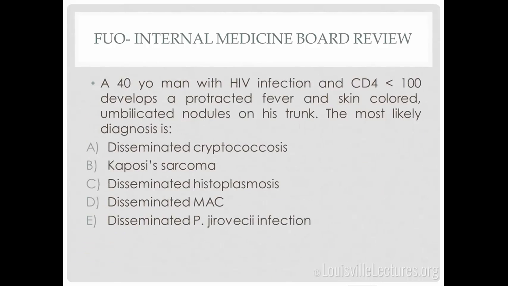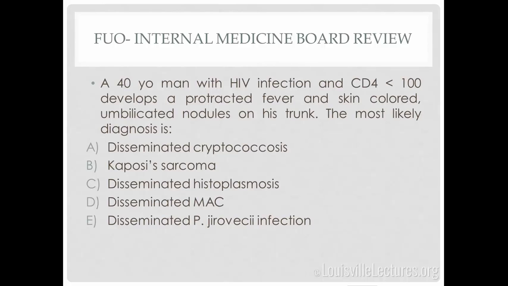Okay, this is one of my favorites. All right, so a 40-year-old male comes in with HIV infection. His CD4 count's very low, below 100. He develops a protracted fever and skin-colored umbilicated nodules on his trunk. The most likely diagnosis is disseminated cryptococcus. Any takers for that? Okay. Kaposi's? Anybody? What about histo?